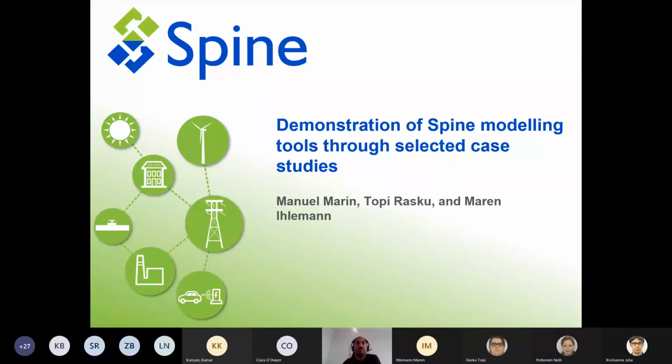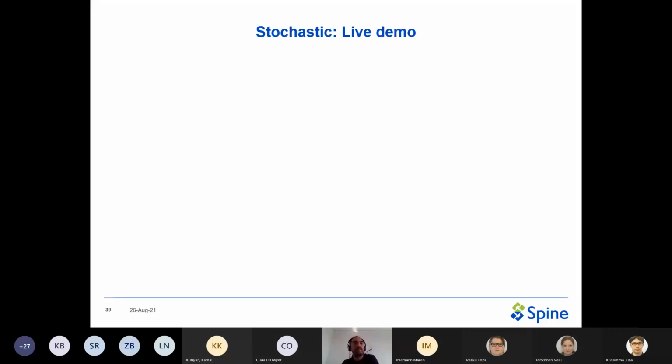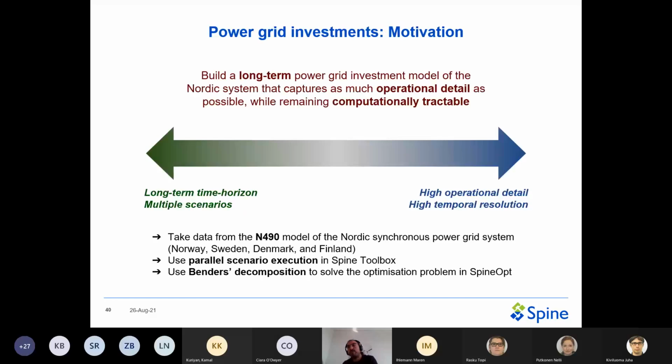I'm a Linux user, so I cannot use all the functionalities from Teams, but I wanted to say that Spine Toolbox is fully multi-platform, or at least it tries to be fully multi-platform. So you can use it basically from Windows, Linux, and Mac, regardless.